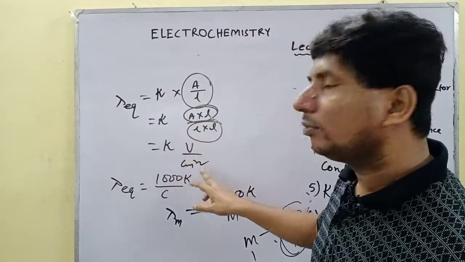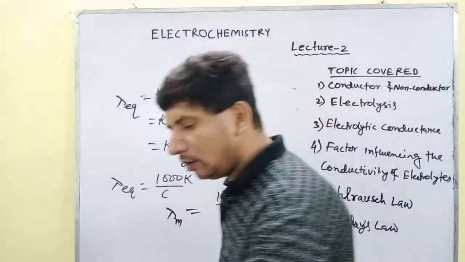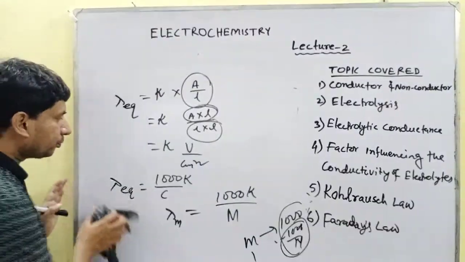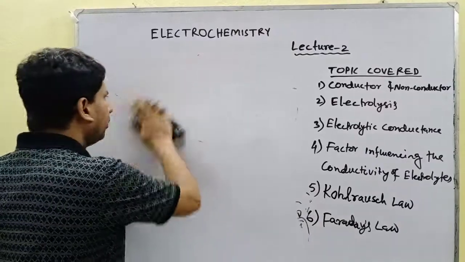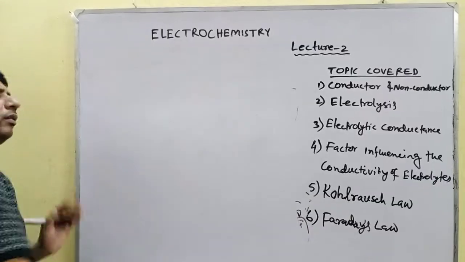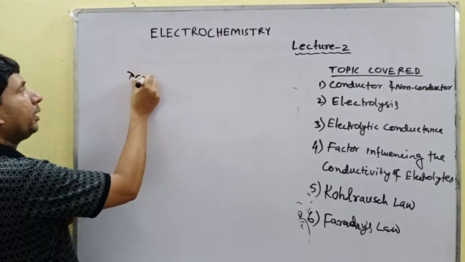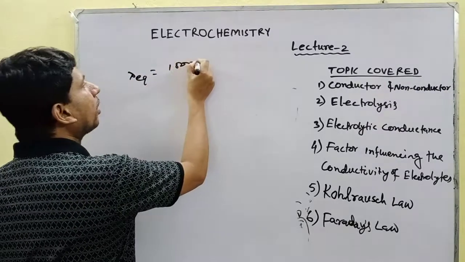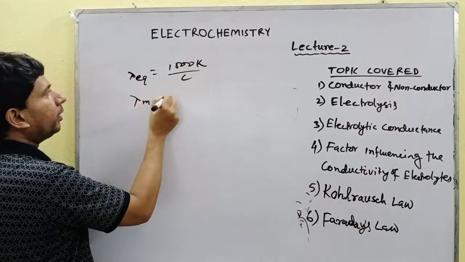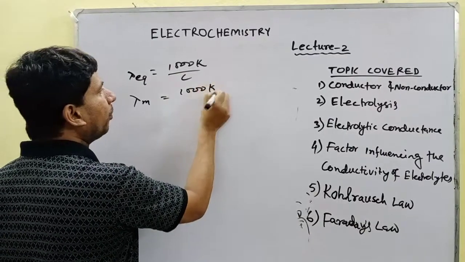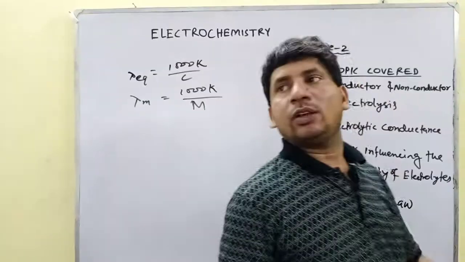In this way we are considering the V per centimeter square. So we can write that always we can write the equivalent conductance lambda EQ equal to 1000 kappa by C and lambda molar equal to 1000 kappa by molar. Okay, so this is the equation.